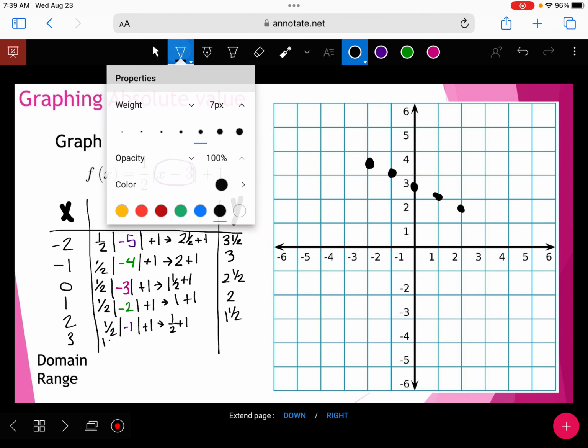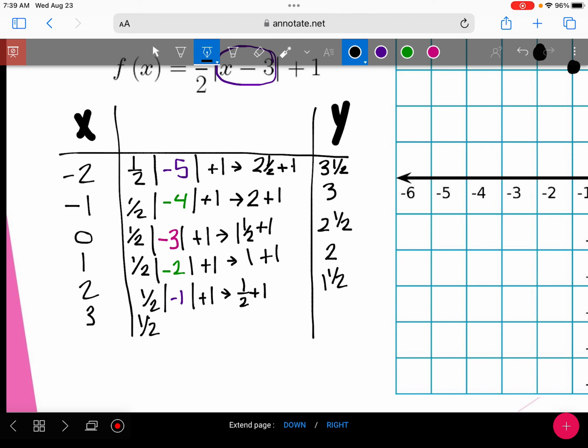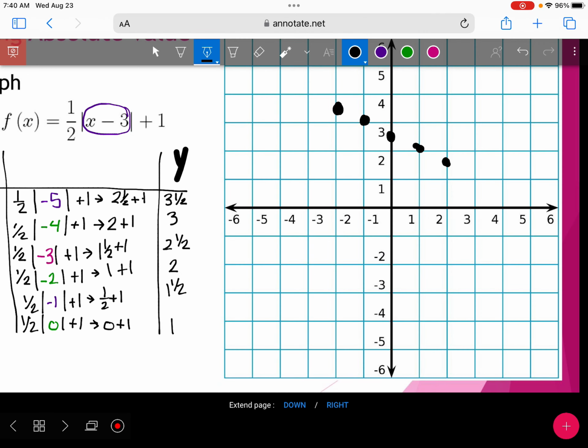In fact, I'm going to give us a little bit more space down here to write. So we're going to do our 1/2 times the absolute value. We have 3 minus 3. That's going to give us 0 plus 1. So the absolute value of 0 is 0. 0 times 1/2 is 0 plus 1. So we have a y value of 1. And it's still going down.